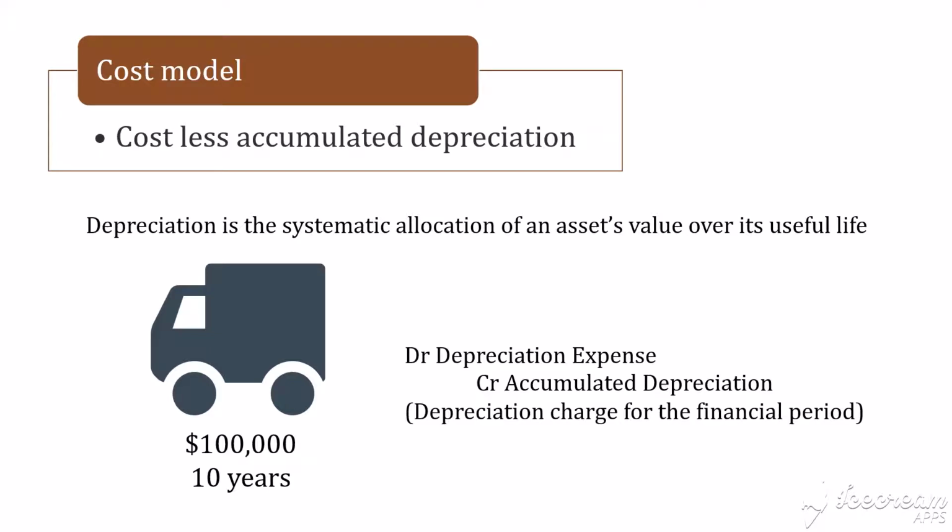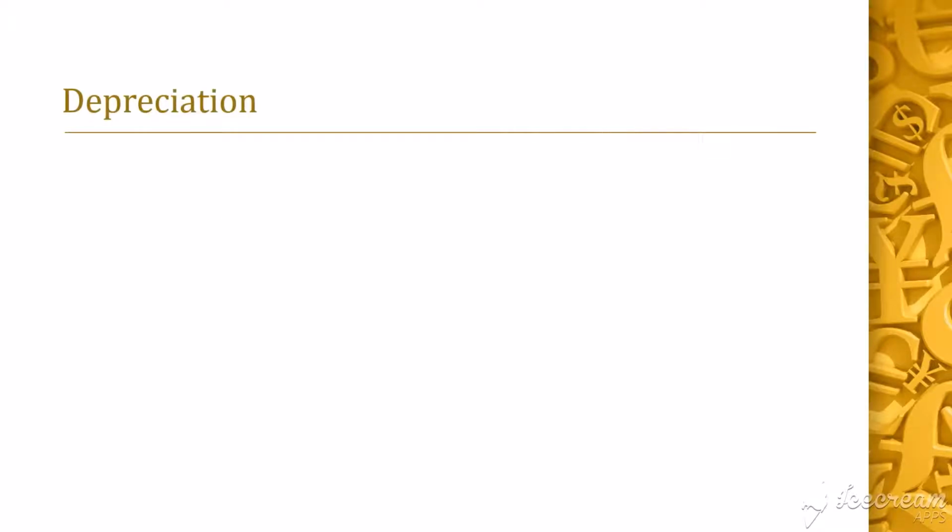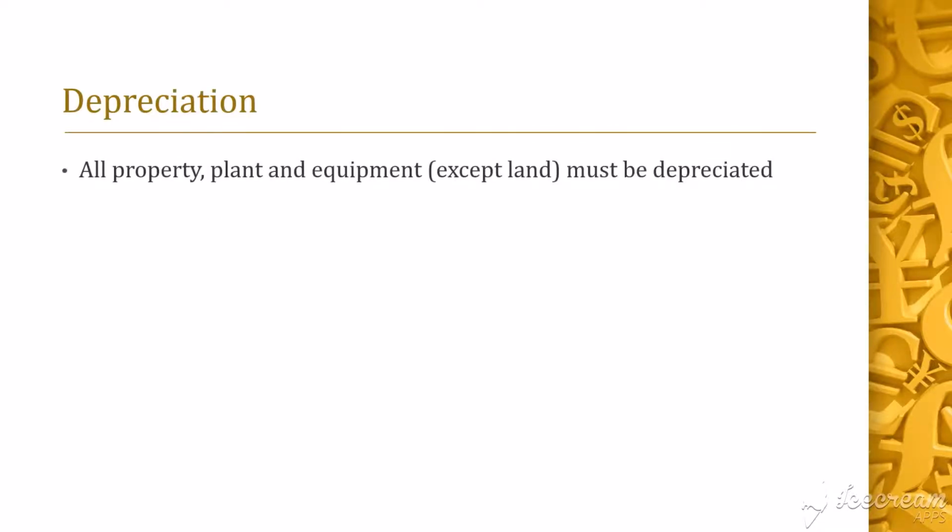It is a contra asset account, which decreases the value of the non-current asset. All property, plant, and equipment must be depreciated. Land is an exception because it can be used indefinitely. Non-current assets can be depreciated using a variety of methods. I will be focusing on the straight line method because it is the most straightforward method of calculating depreciation.